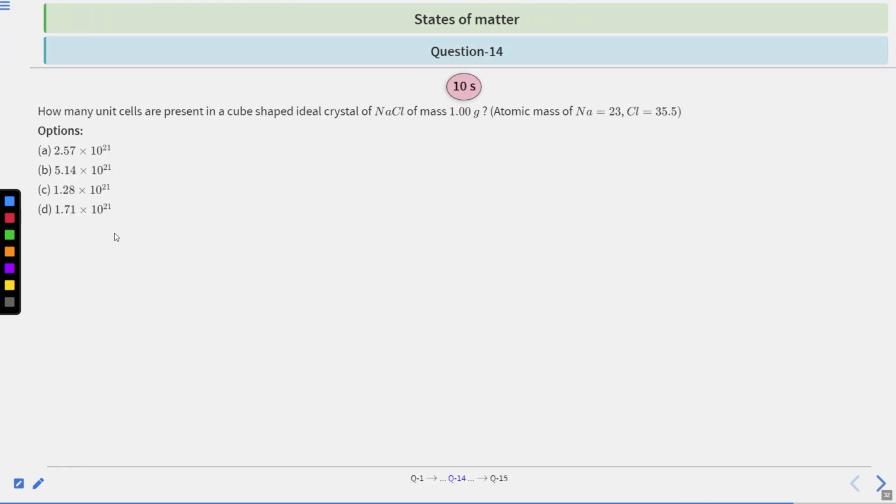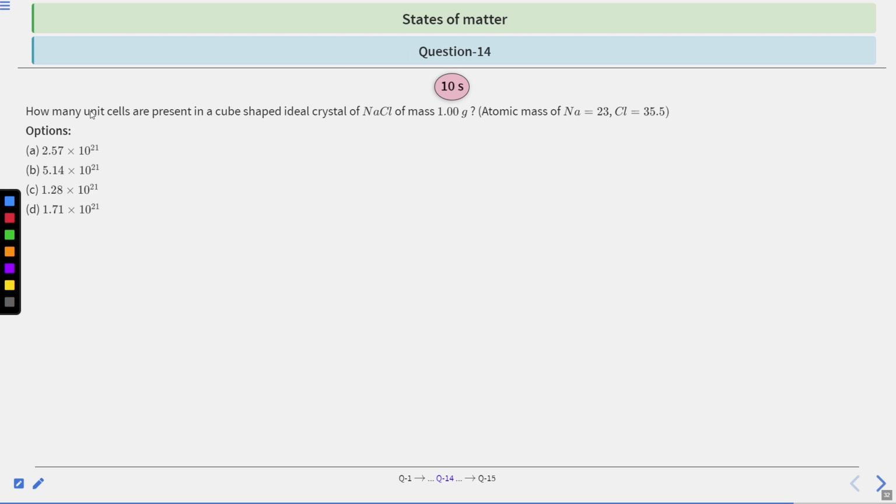Moving on to the next question, question number 14. How many unit cells are present in a cube-shaped ideal crystal of NaCl of mass 1 gram? The atomic mass of sodium and chlorine is given here. So options are 2.57 into 10 to the power 21, 5.14 into 10 to the power 21, 1.28 into 10 to the power 21, or 1.71 into 10 to the power 21. You have 10 seconds to solve this question. After that, we will see the answer.